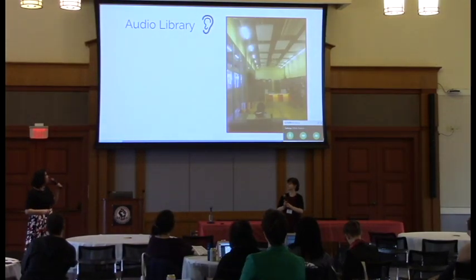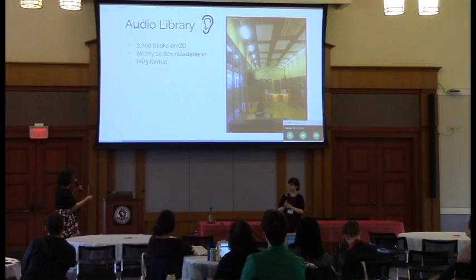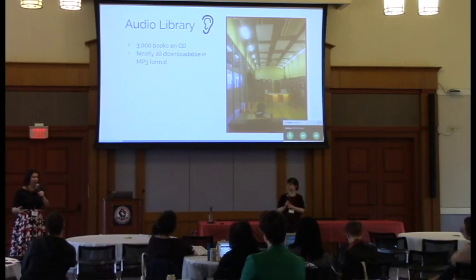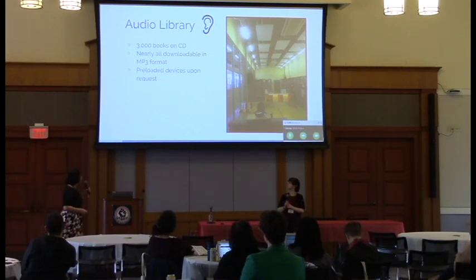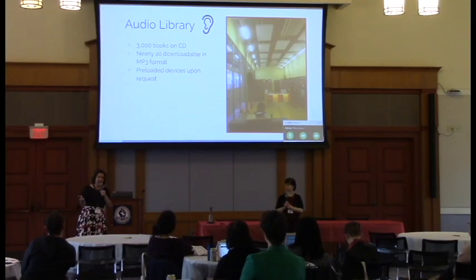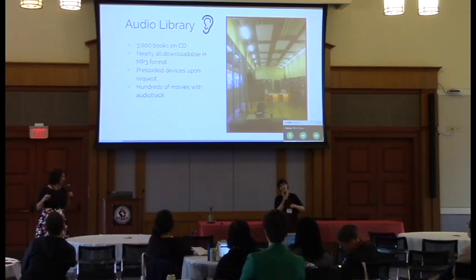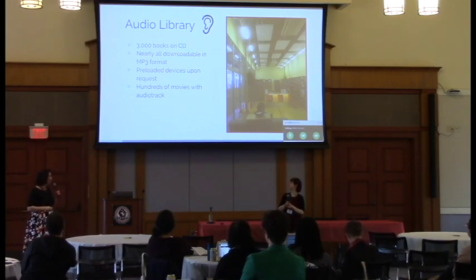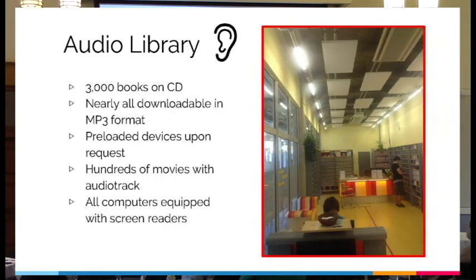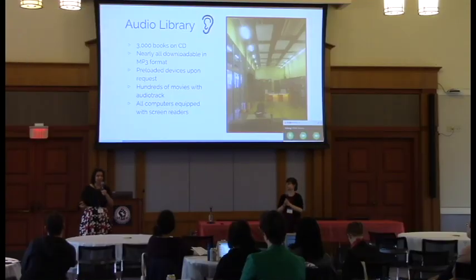Okay, so back to the physical space of the audio library. It has 3,000 books on CD in Czech language. But even though they're all on CD, they're easily downloadable in lots of different formats, so on lots of different devices. You can also send in a request to the librarian to get a preloaded device. They also have hundreds of Czech movies with the audio track. We know that has audio description in the US. And so everyone can participate in these cultural moments of movies. And there's another CCTV in that room, and all the computers in that room have screen readers as well.